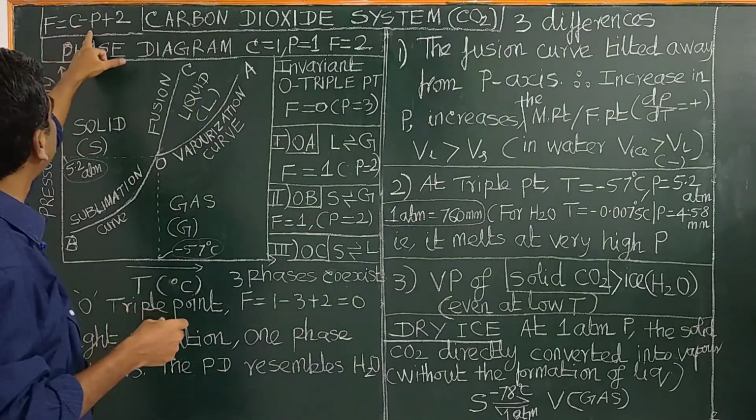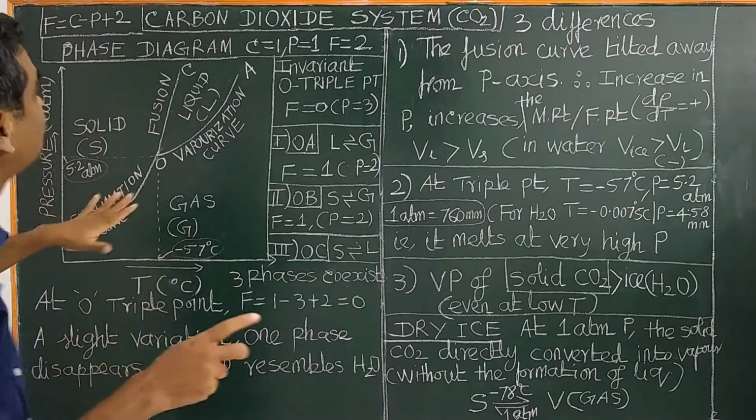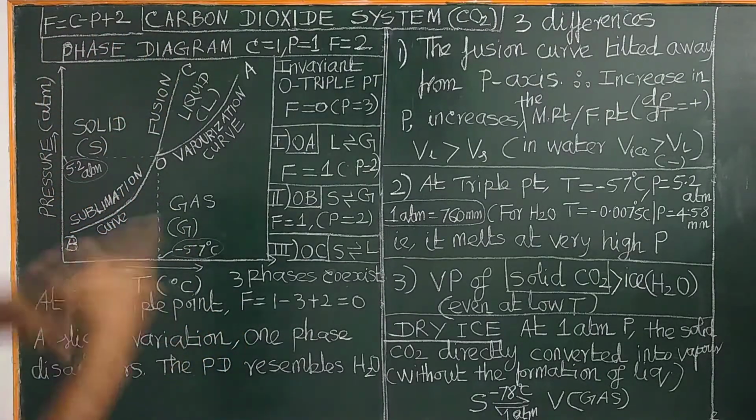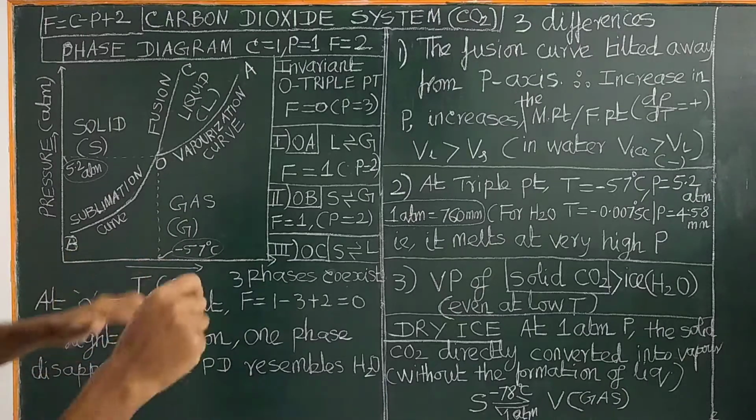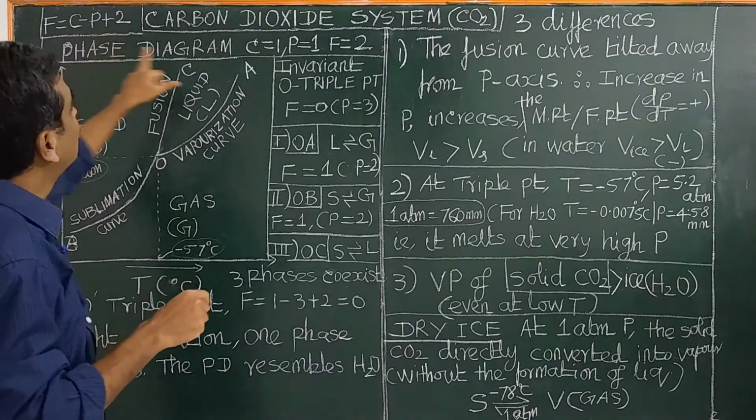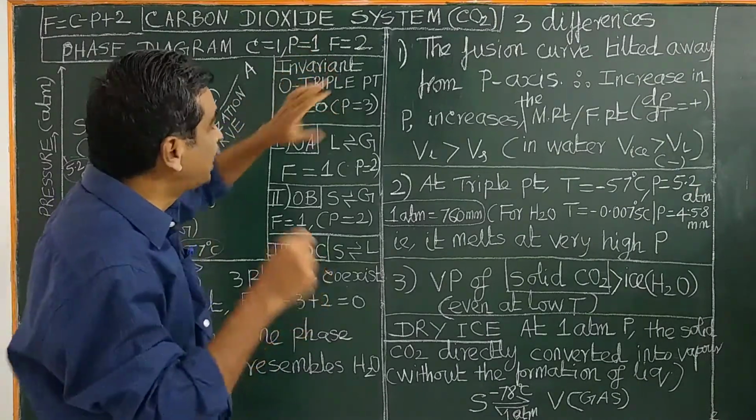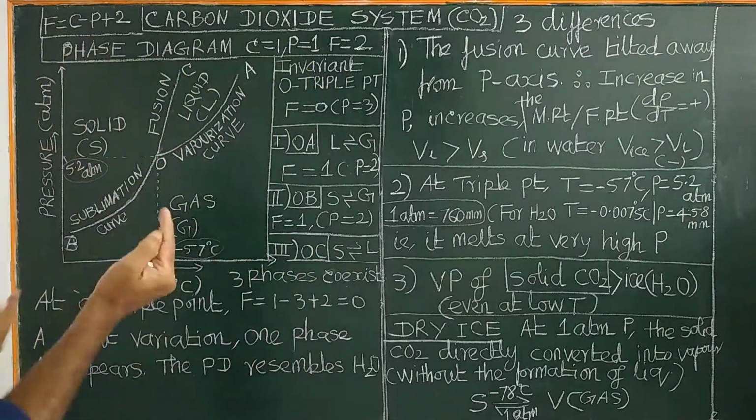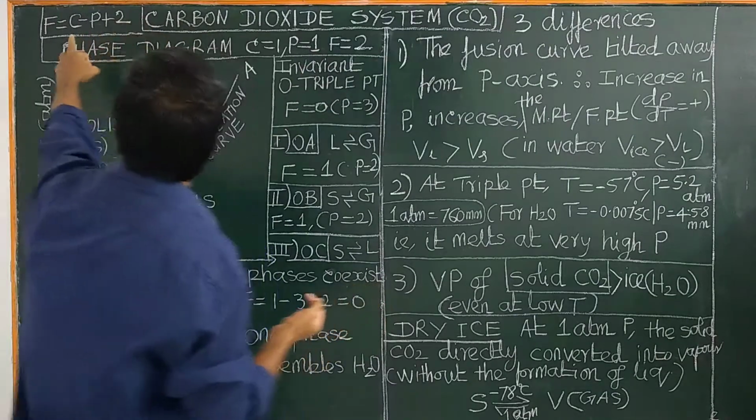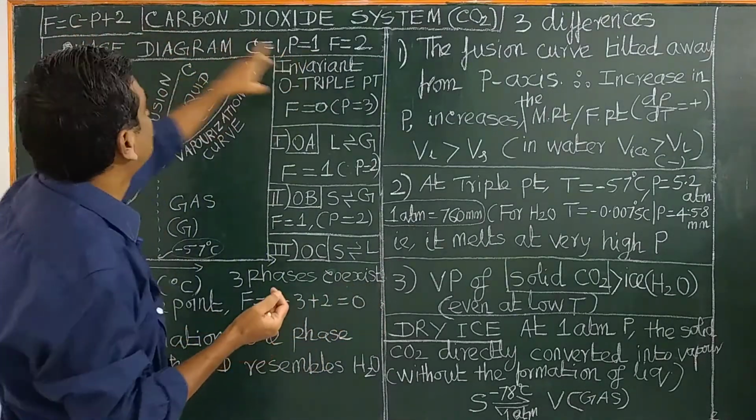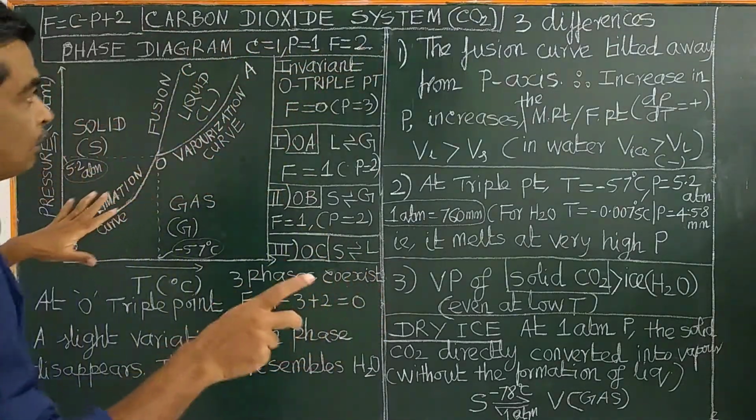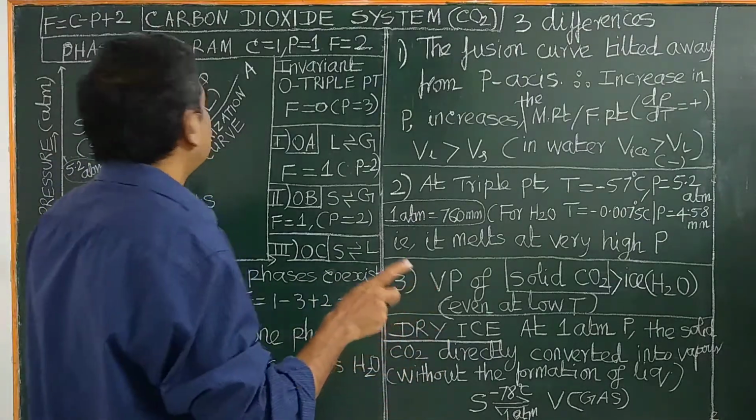Now let us apply the phase rule. F equal to C minus P plus 2. This is the normal phase rule. We have earlier studied the reduced phase rule, that is different, please go and watch. This is the normal phase rule, and the component is 1 because it is a pure system, and the minimum phase is 1. Substituting in the formula, F equal to 1 minus 1 plus 2, that is 2. Therefore, there are 2 degrees of freedom to describe the system completely.